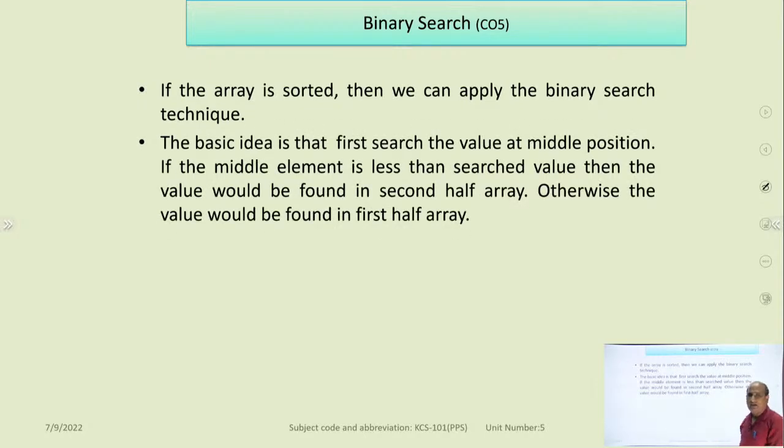So the basic idea is that first we search the value at the middle position. If the element equals the search value, it will be found at the middle position. Otherwise, if the element is less than the search value, then the value would be found in the second half, otherwise the value will be found in the first half, that I have already explained to you by the previous example. So we will keep on doing it, and finally we will find the element, if it's present, with a lesser number of comparisons than linear searching. As compared to linear searching, this binary searching is very much time efficient.